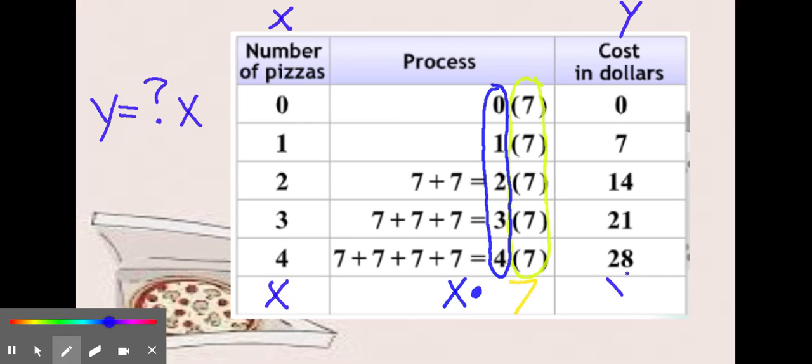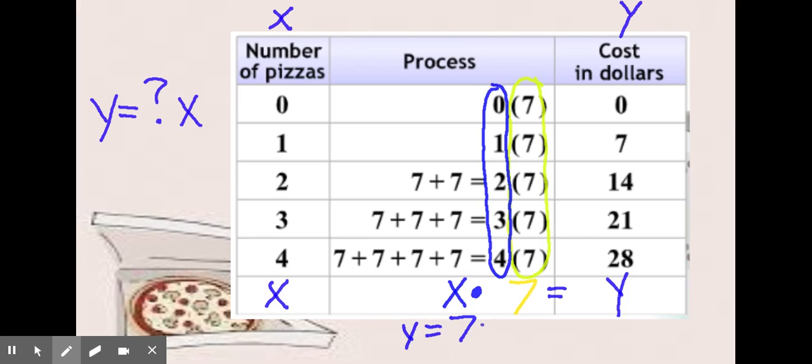And then that will equal y, which is our cost. Since these are equal, we can rewrite them as y equals 7x. And now it is in the form that we recognize, that form of y equals kx. So we now have our algebraic rule. To get the cost, the y, we will multiply $7 times however many pizzas we're going to buy.